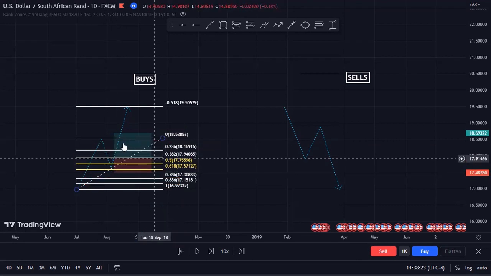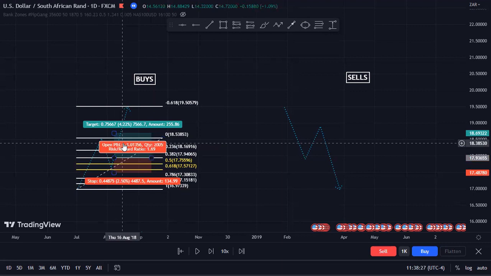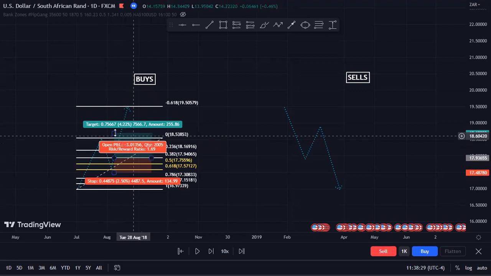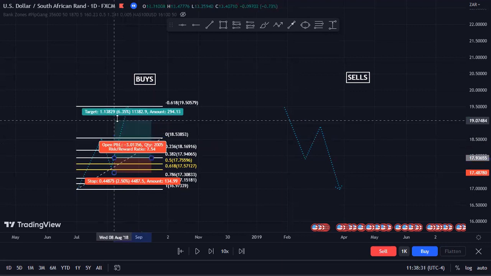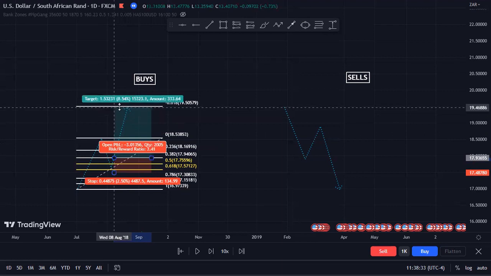And then our take profit. Remember our take profit, step 6. Now we're at step 6, which is our take profit. Take profit should always be at the Fib suggestion, which is up here.